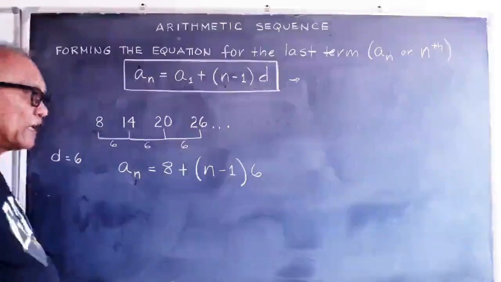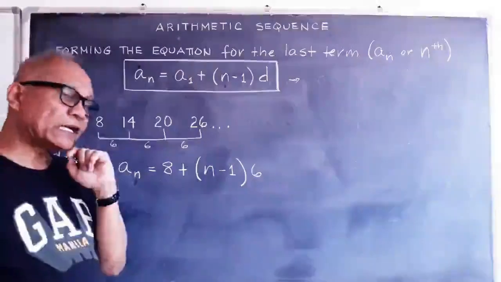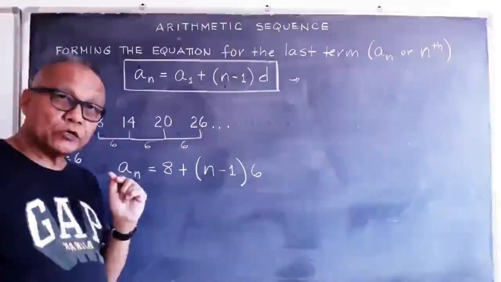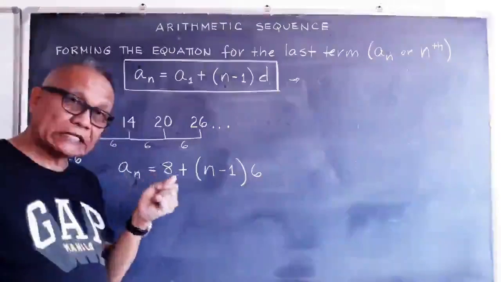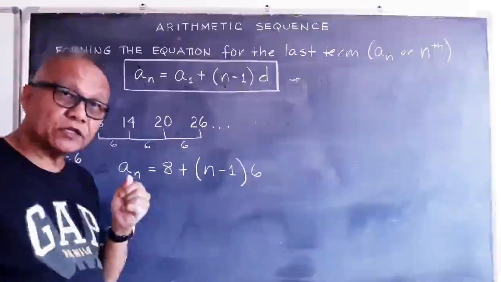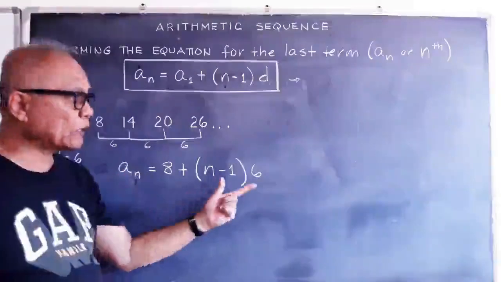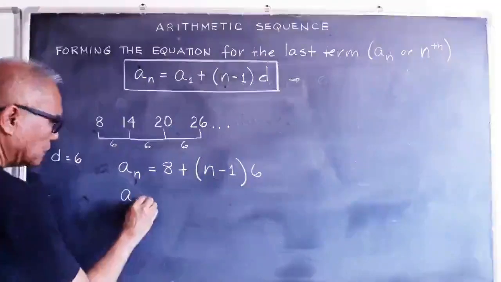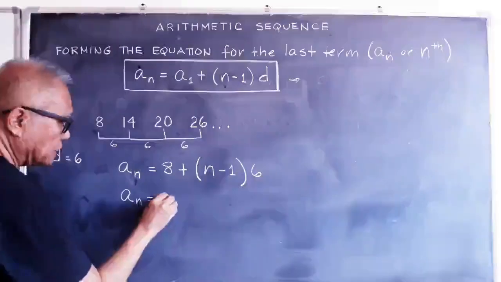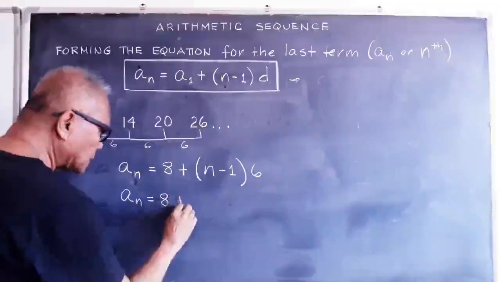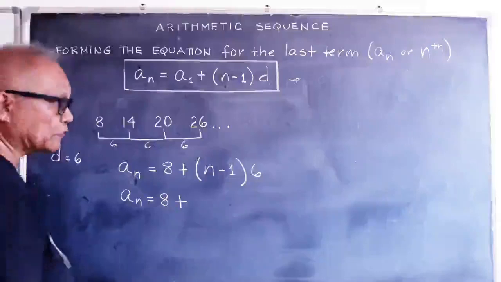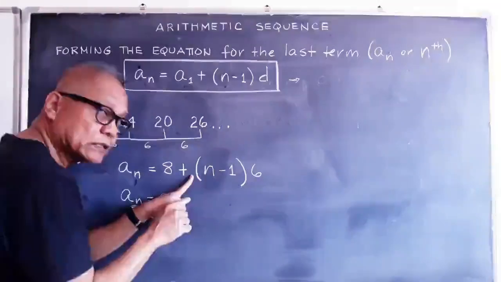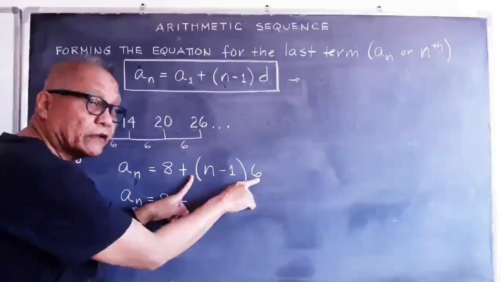Okay. Then we need some knowledge of equations, and this equation involves parentheses. It's the distributive property of multiplication here. So we have a sub n here, we have the 8 here, and plus, let's use the distributive property. If you are confused, you can put the 6 here instead of that 6 there.